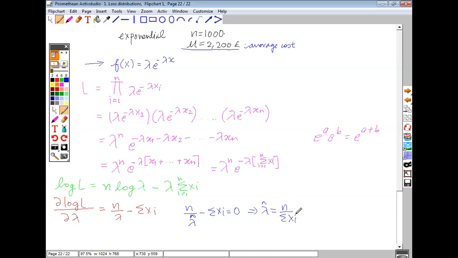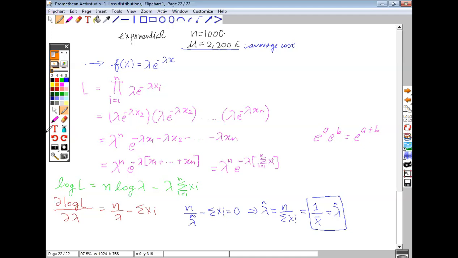Which is 1 upon x bar. So I know now that this is how I can define my lambda hat, and I know my x bar is just 2200, which is why the value of lambda hat in this particular case will be 1 upon 2200. And is there something else that we should do? Check that maximum.